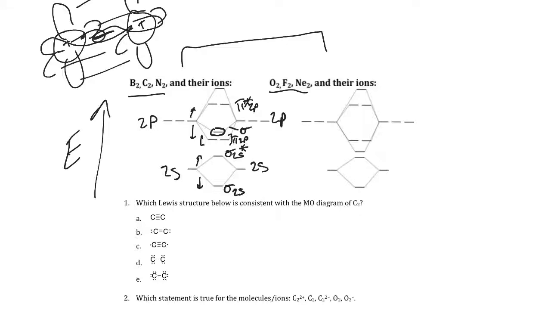So this would be our sigma 2p, and then up here would be our sigma star 2p. Now, this ordering is not exactly something you may have predicted, but it's something you can understand and then interpret from a diagram that's given to you.